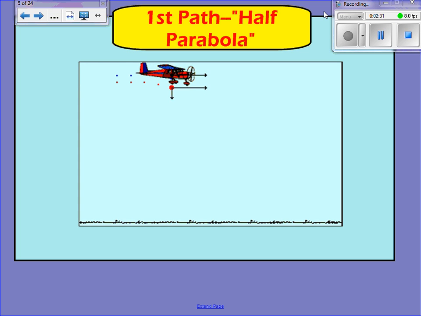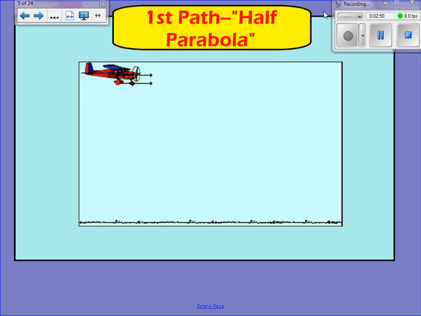Let's talk about the first path from a conceptual point of view. On the screen, you'll see a simulation. An airplane is flying, and at some point or time t, the airplane drops an object. Now, there's a couple things that I want you to notice as this simulation keeps playing over and over again.